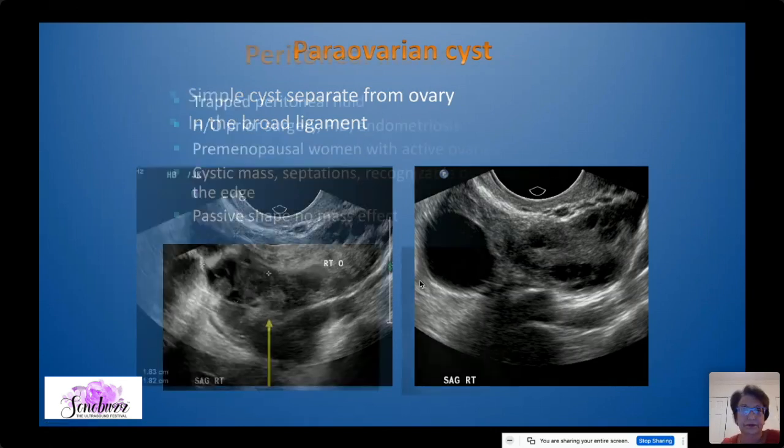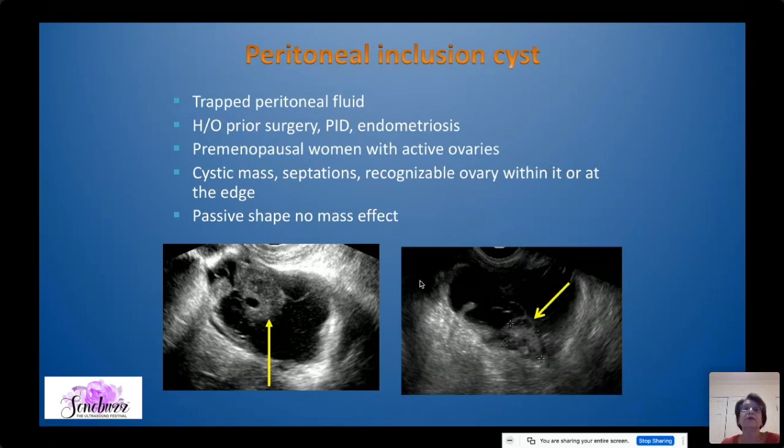And then finally, peritoneal inclusion cyst is also a lesion that we can often comfortably diagnose. What it is basically is trapped peritoneal fluid, because the ovary will secrete some fluid, and because of adhesions around the ovary, the fluid will not get resorbed and will be trapped. Usually these patients have a history of prior surgery, pelvic inflammatory disease, or endometriosis. Usually a lesion of premenopausal women with active ovaries.